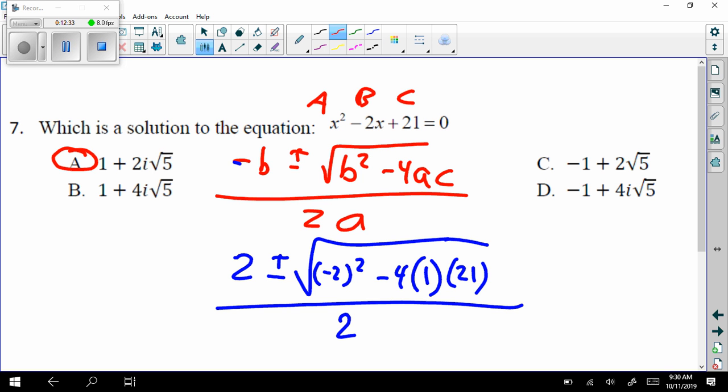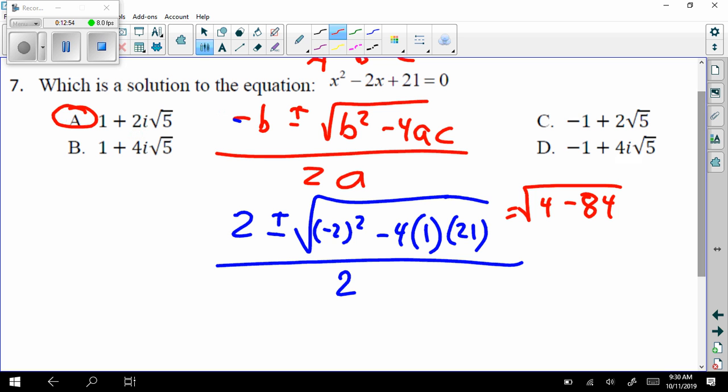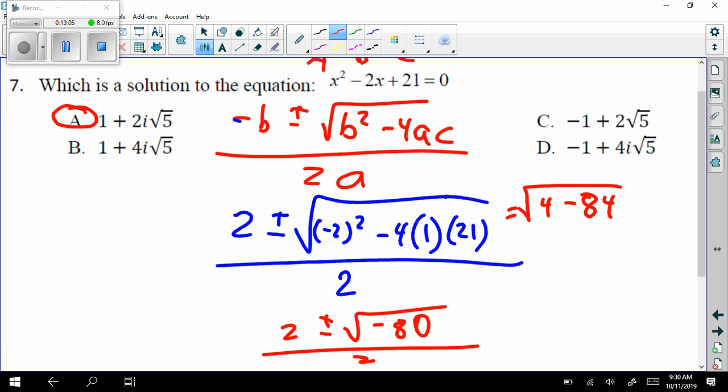And then start with the square root, which is called the discriminant part of it. So negative 2 squared is 4. Minus 4 times 1, that's negative 4, times 21, 84. That's your square root part. So that turns into 2 plus or minus the square root of negative 80, all over 2.